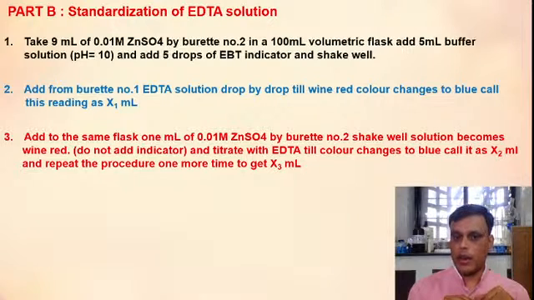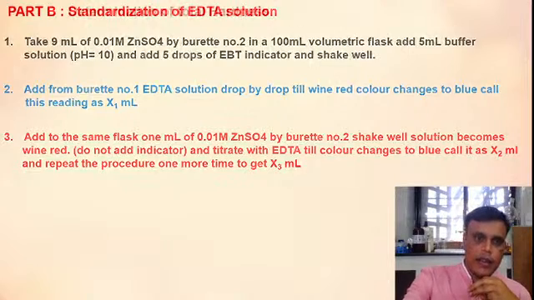Again we have to titrate this solution with EDTA till your color changes to blue, and call this reading x2 ml. Repeat the same procedure one more time so that you will get x3. So you will have x1 ml, x2 ml and x3 ml ready.